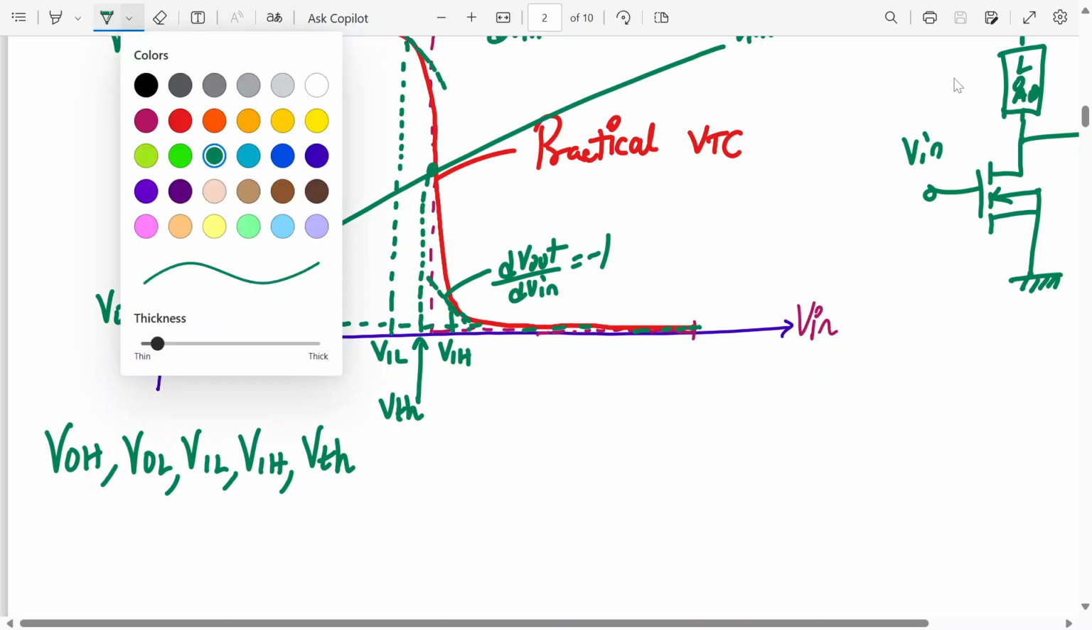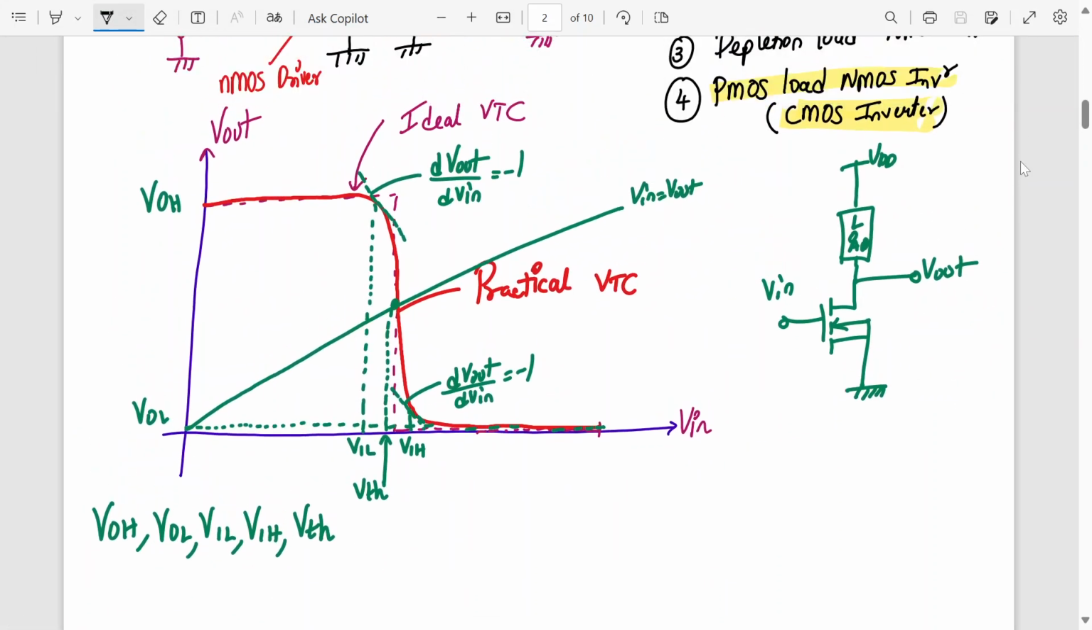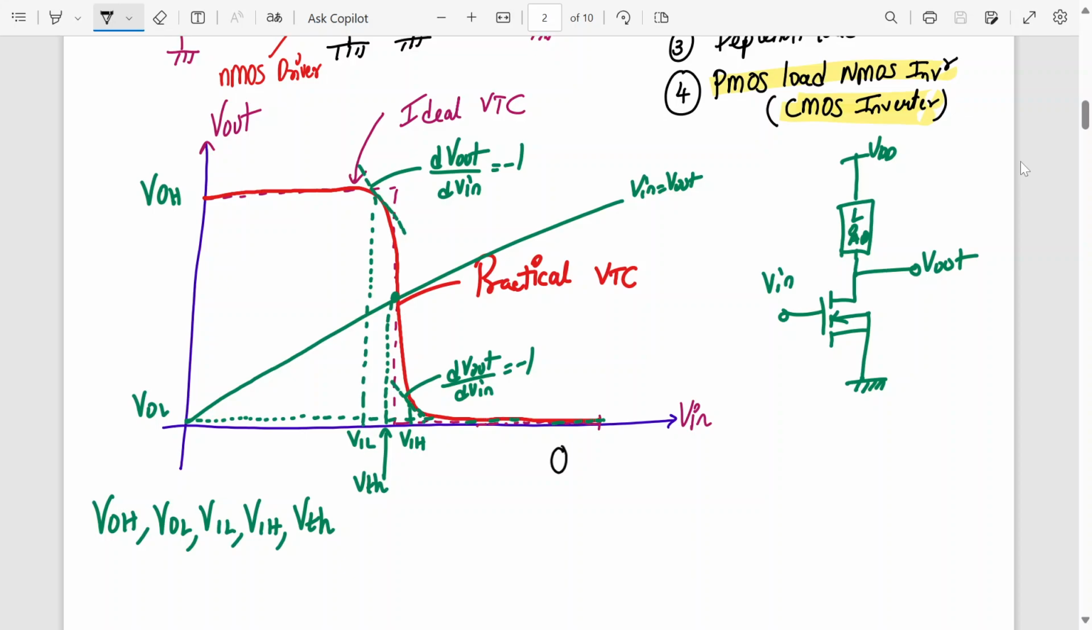So shall we analyze this curve now? We'll analyze this curve and write observations. Can we start? Important observations. What is this curve called? Practical VTC curve for a realistic NMOS inverter. I hope you have completed up till here. Our aim is to find the expressions for these 5 critical voltages: VOH, VOL, VIL, VIH and VTH.